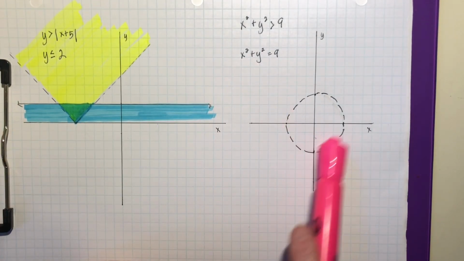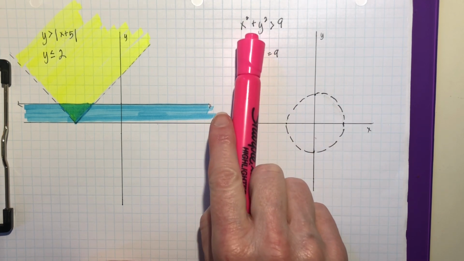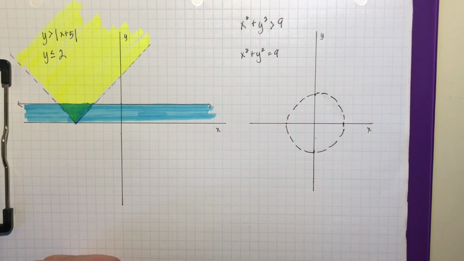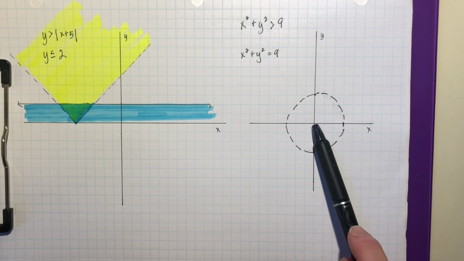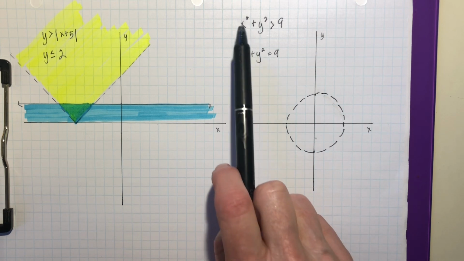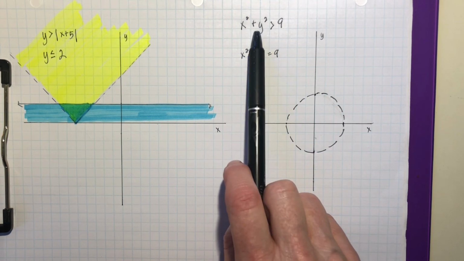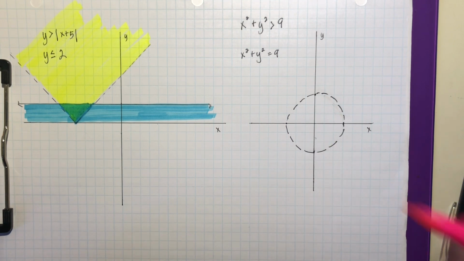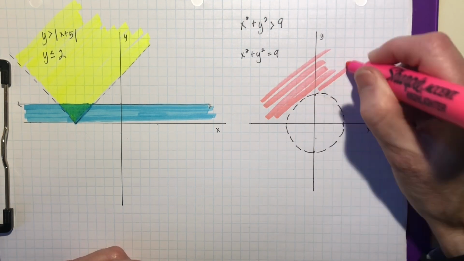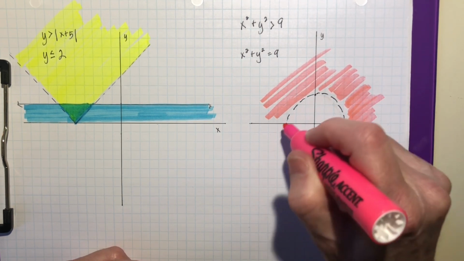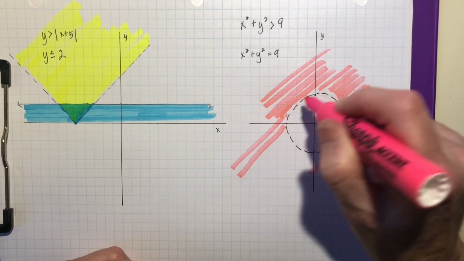So to finish our graph, we need to do some shading to reflect that x squared plus y squared is greater than 9. Again, where do we shade? Well, think about this. We could test a point, and the point 0, 0 is not on the circle itself, so we can plug that in. 0 squared plus 0 squared is just 0. Is that greater than 9? No. So we're not going to shade inside the circle, we're going to shade outside. So all this area out here that I'm shading is the solution set for this circle inequality.